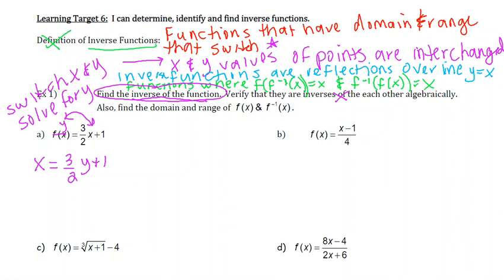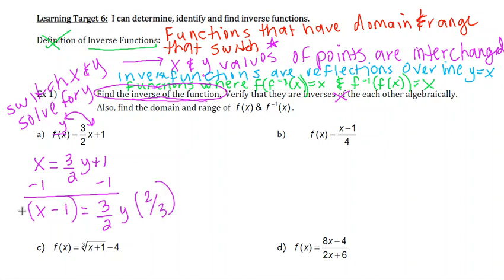So in order to solve for y, I would subtract 1 from both sides. That would leave me with x minus 1 equals 3/2 y. In order to get the y by itself, I'm going to multiply by the reciprocal of 2/3. Remember, you're multiplying the entire side by 2/3. So over here, I end up with y equals 2/3 times the quantity of x minus 1. You're welcome to distribute this. I'm just going to kind of leave it. Actually, no, I'm not. I'm going to distribute it.